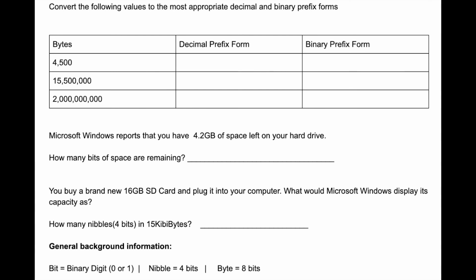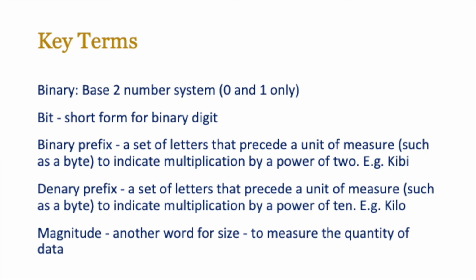Okay, so some of the key terms that we've used so far are binary, which is a base 2 number system, 0 and 1 only. Bits, which are short form for binary digits, and the terms binary prefixes and denary prefixes, which are a set of letters that precede a unit of measure, such as a byte, where the binary one indicates multiplication by a power of 2, and denary indicates multiplication by a power of 10. And another common word is magnitude, which is the actual value of the number.